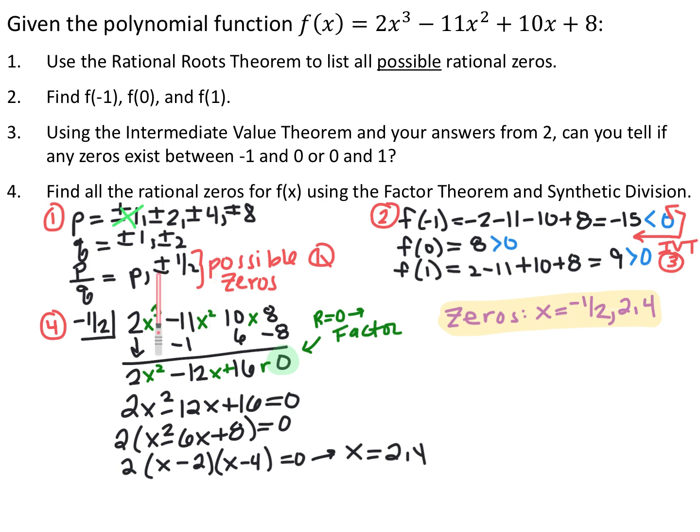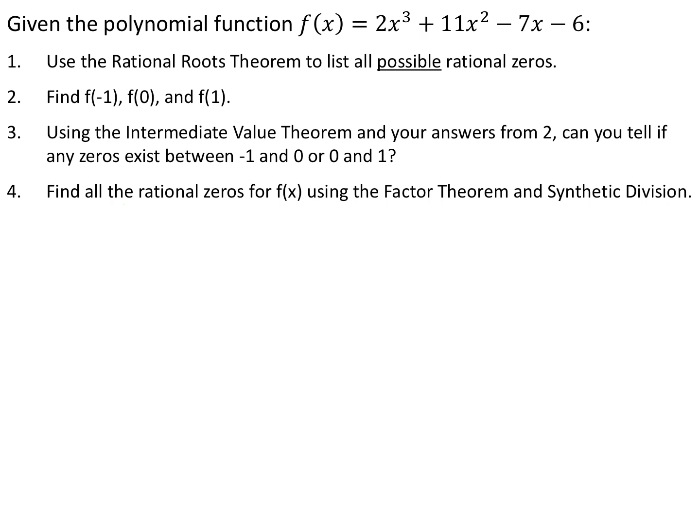Let's say you had more than one, like -1/2 and -3/4 or something like that. You just have to pick and guess and check. So here's another one. f of x equals 2x cubed plus 11x squared minus 7x minus 6.